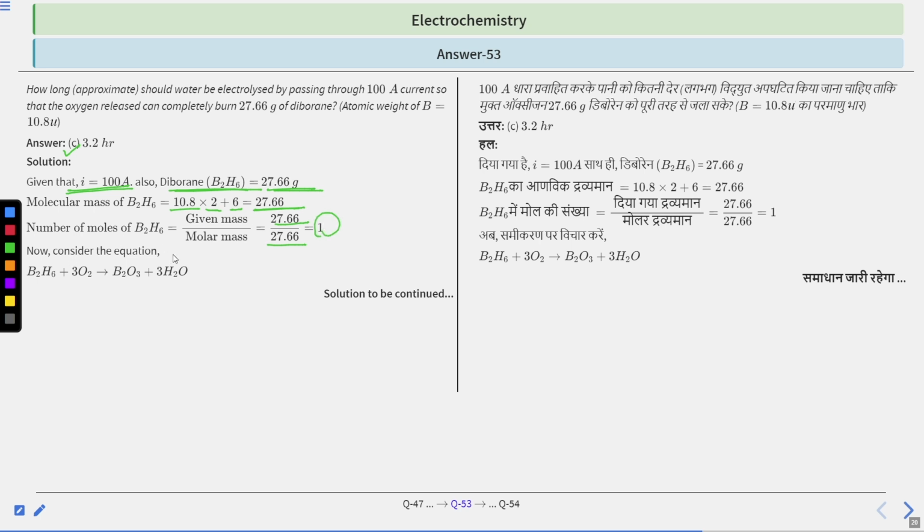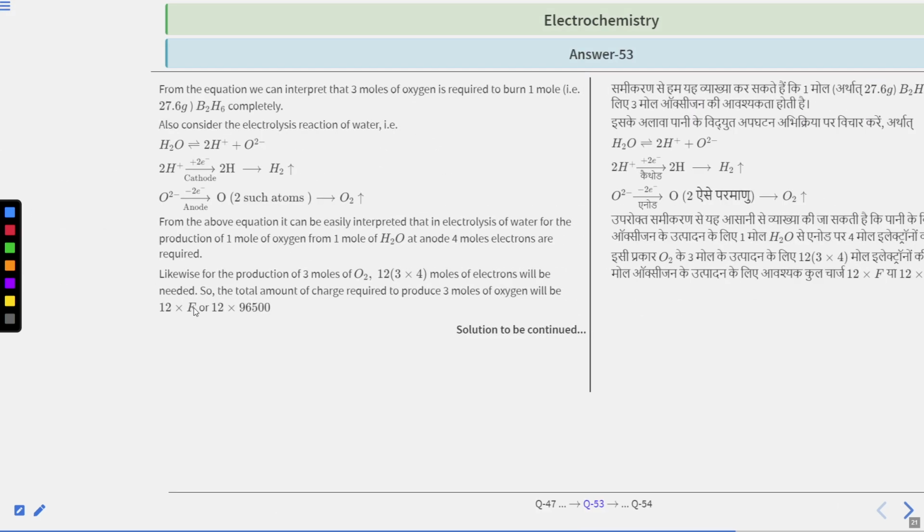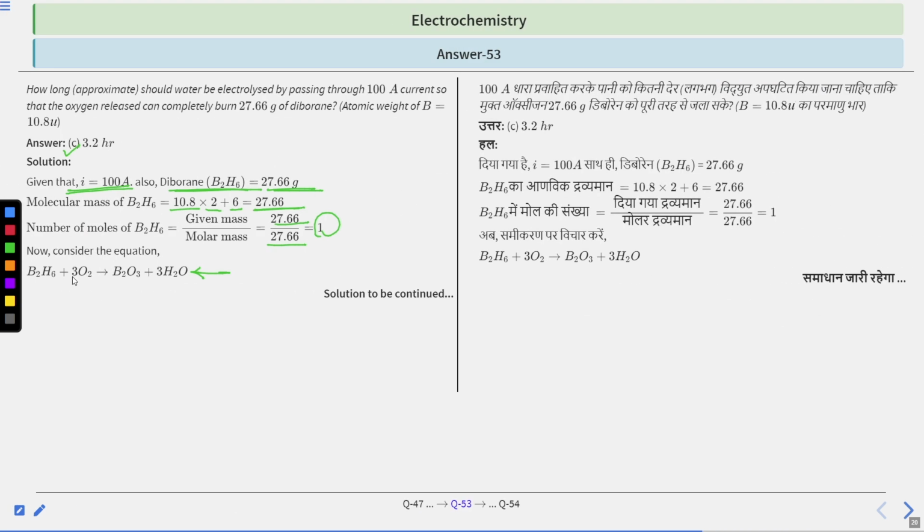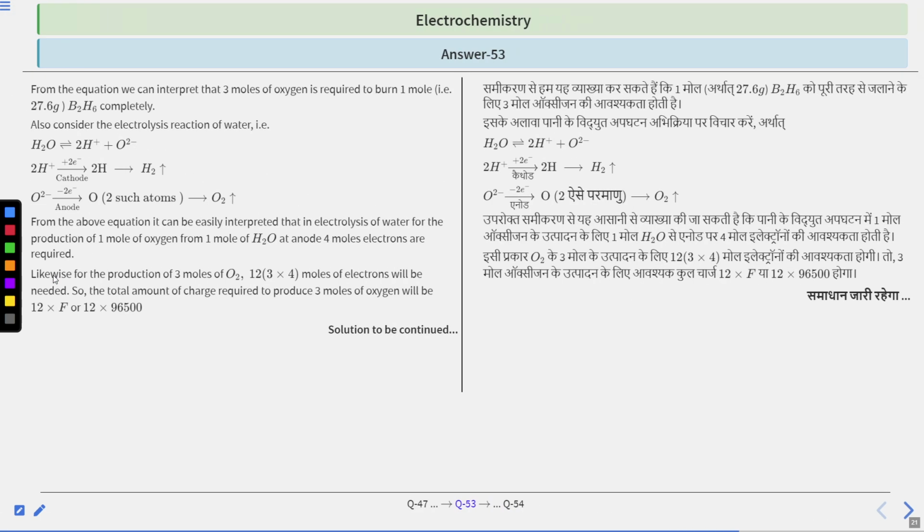Now consider this equation, which is happening in the question: B2H6 plus 3O2 giving us B2O3 plus 3H2. From the equation, we can interpret that 3 moles of oxygen are required to burn 1 mole of B2H6 completely, or you can say 27.6 gram completely. You can see here also, right? 3 moles of O2 is required to burn 1 mole of diborane.